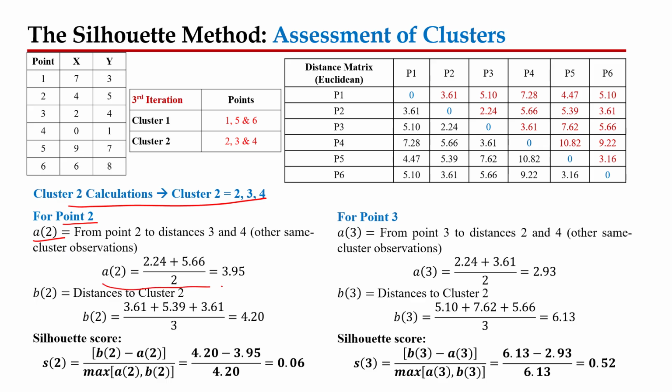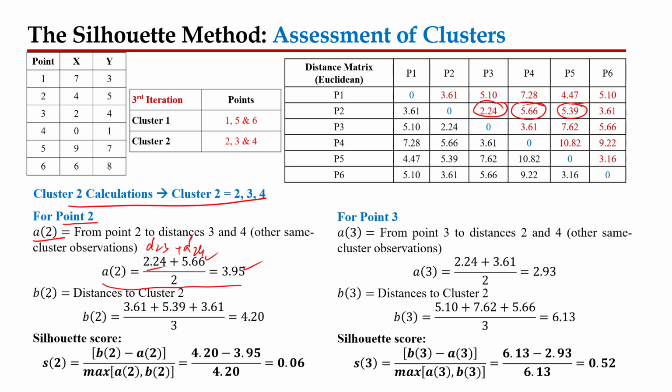cohesion for point 2, that is the distance between 2 to 3 plus the distance between 2 to 4. So the 2 to 3 is 2.4, and then 2 to 4, that is 5.39. Okay, 2 to 4, not 5, 2 to 4, which is 5.66, divided by 2.